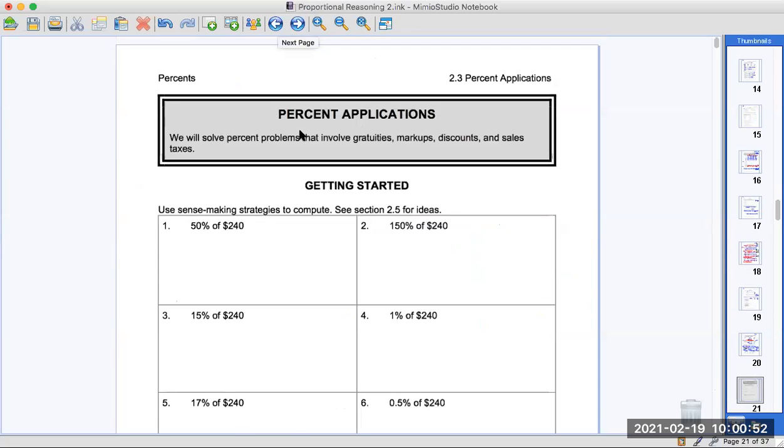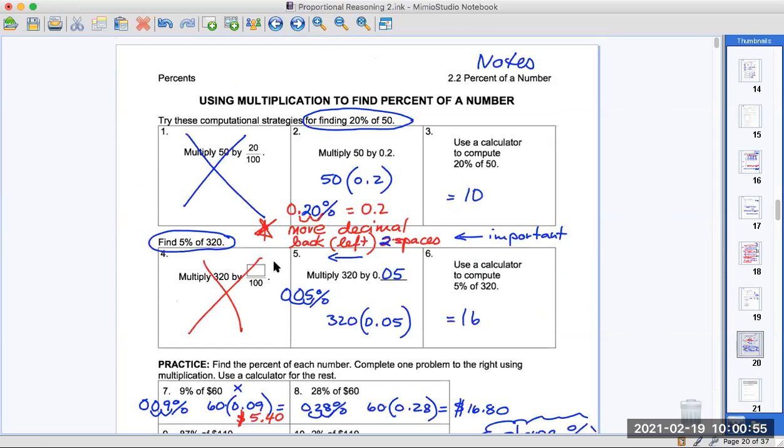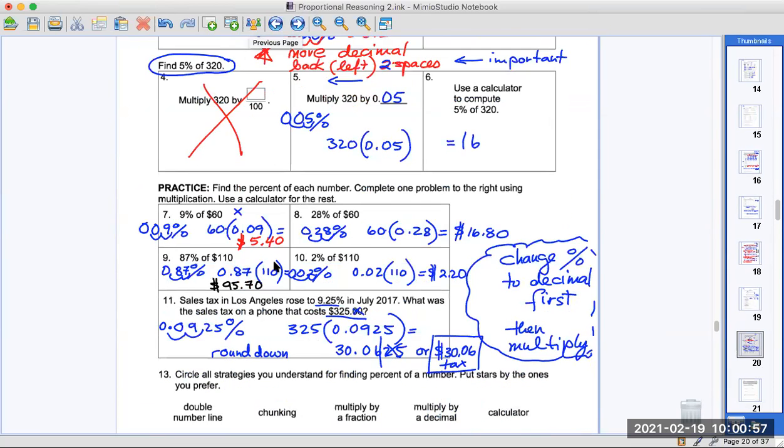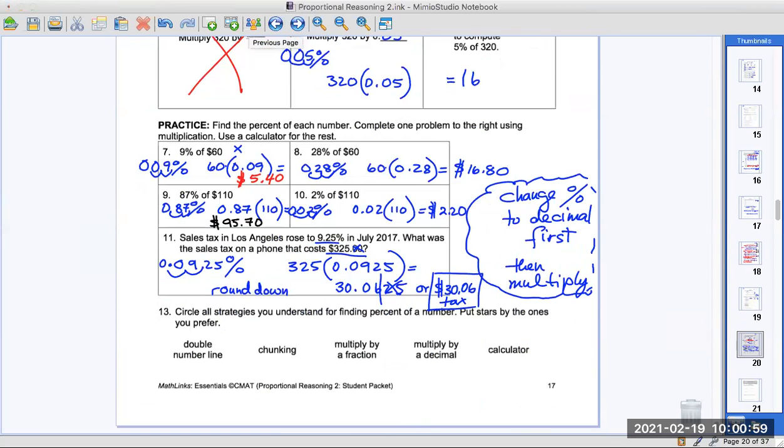Number 18. Oh, we're done. Yay. Finished with our little big lesson. Good luck, guys.